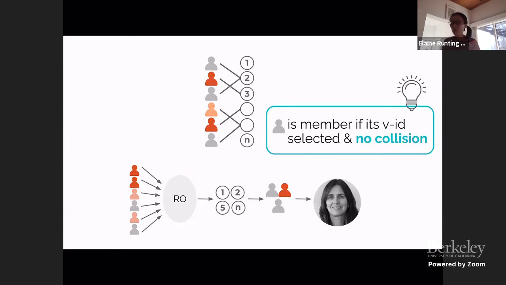And that's why we need the following modification to the protocol, which is to say the player is only a committee member if, first, its virtual ID is selected by the random oracle, and second, you're the only one who selects that virtual ID. There's no collision with other players. So it turns out something like this would work. It's not exactly with the parameters I show. We actually need the virtual ID space to be a little bit larger. It needs to be n times polylog n to have small collision probability. I won't go into the proof.